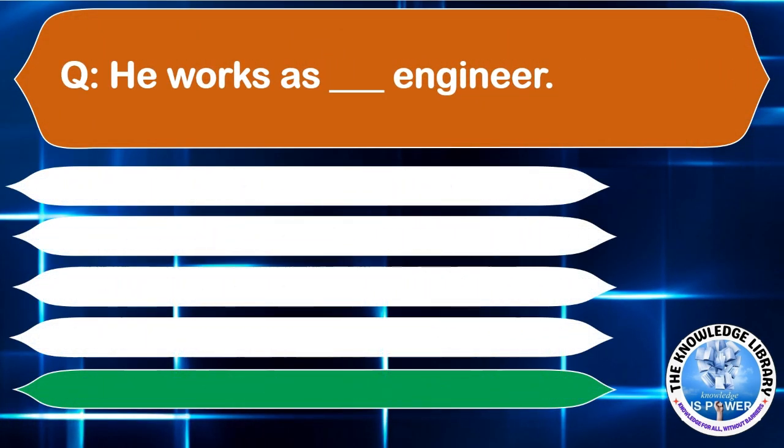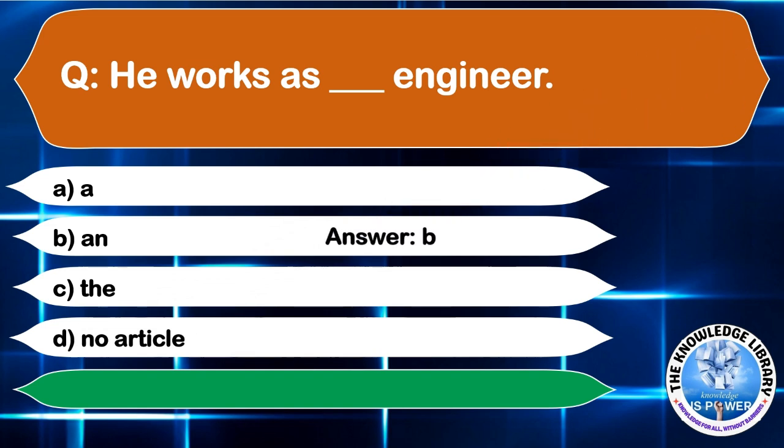He works as a dash engineer. Option A, a. Option B, an. Option C, the. Option D, no article. The correct answer is option B, an. Moving to the next question.